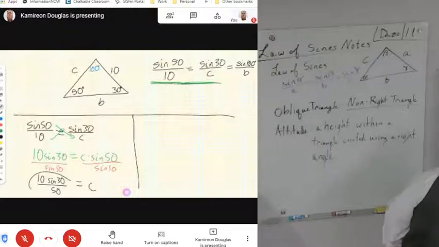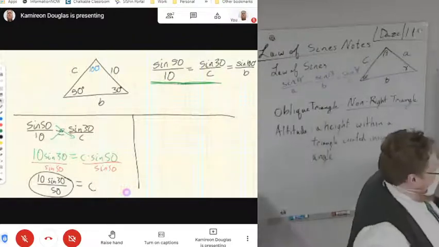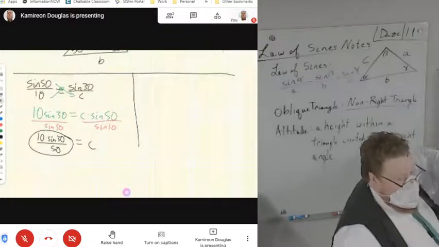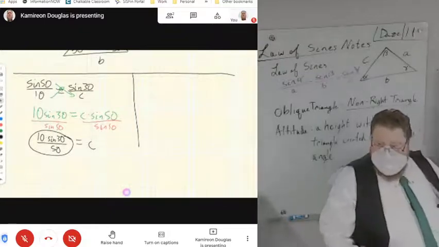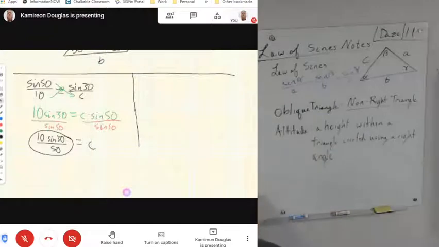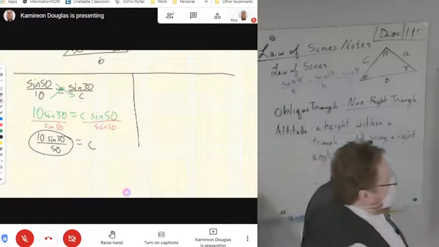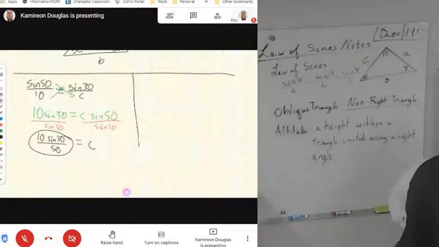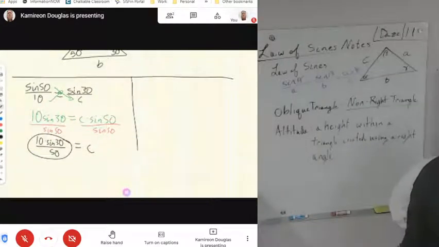Now, if I had a calculator, this is an okay solution. If I use the unit circle, I can get it a little bit more reduced. But my problems all tonight say find it to one decimal place. So I'll grab a calculator and type in this problem. Oh, that should be sine of 50 on the bottom, not just 50.